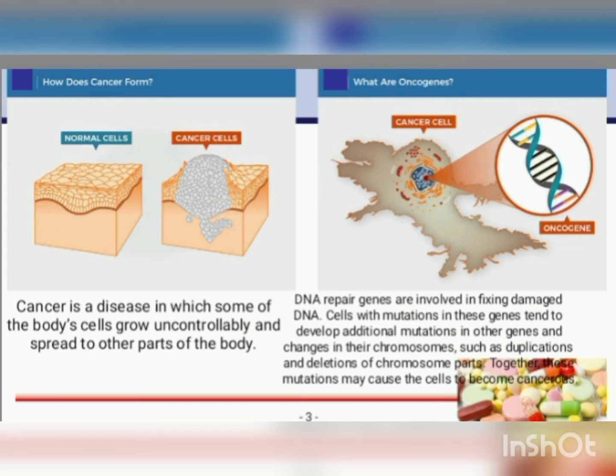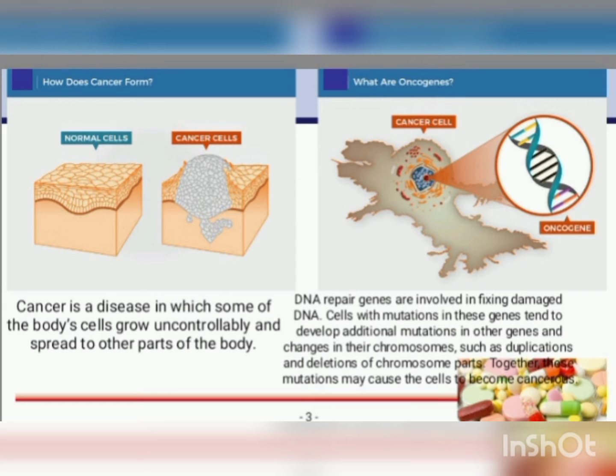How does cancer form? Cancer is a disease in which some of the body's cells grow uncontrollably and spread to other parts of the body. Cancer develops when the body's normal control mechanisms stop working, and old cells do not die, and instead grow out of control, forming new abnormal cells.